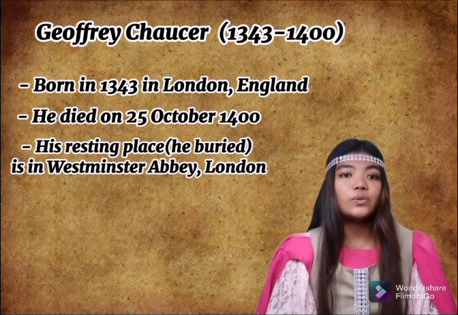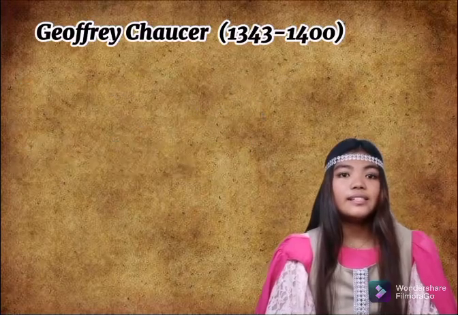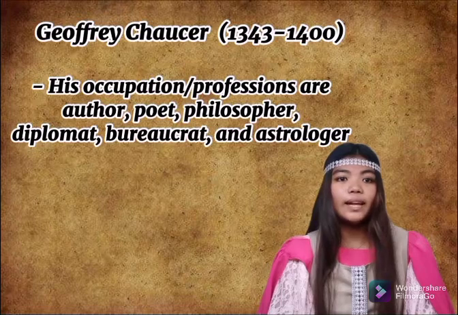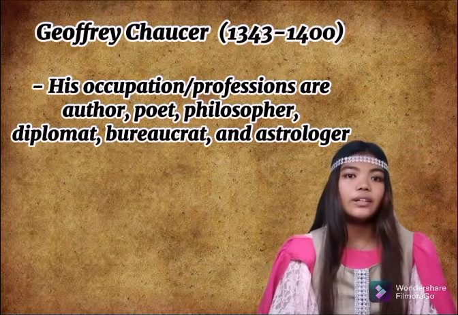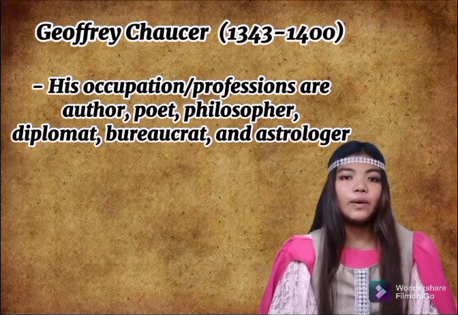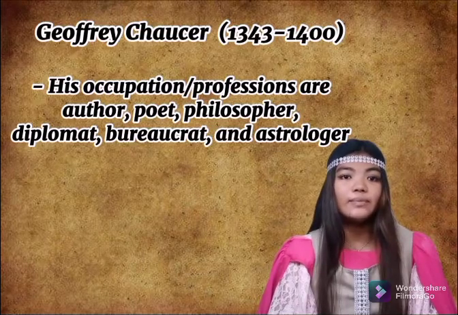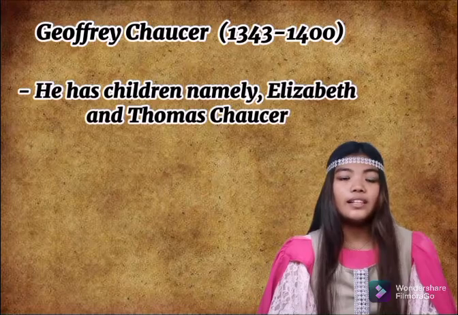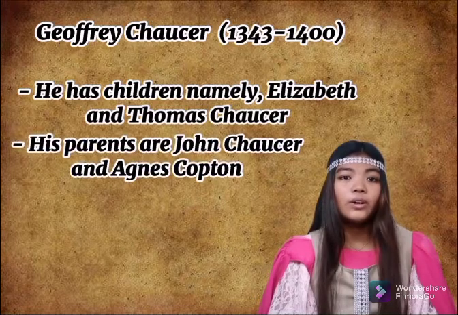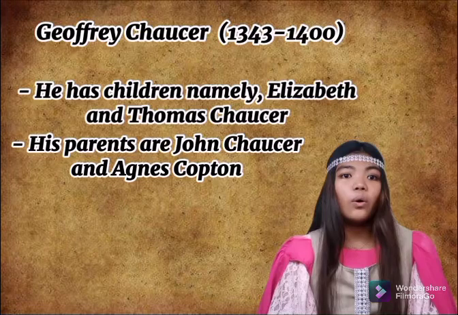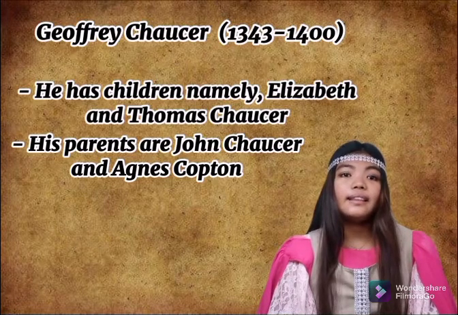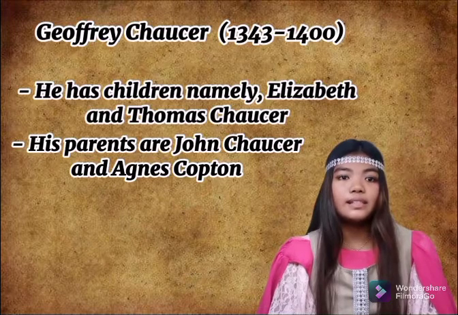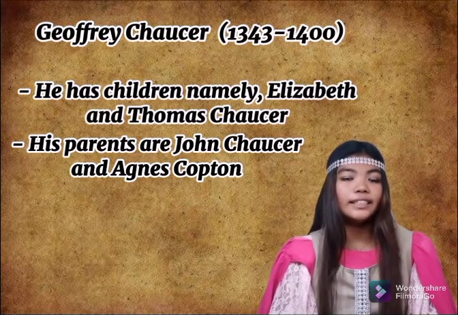The professions of Chaucer are: author, poet, philosopher, diplomat, bureaucrat, and astrologer. He was married to Philippa Roet and had children named Elizabeth and Thomas. His parents were John Chaucer and Agnes Copton, or John and Agnes de Copton. The family lived in Thames Street near the Tower of London.